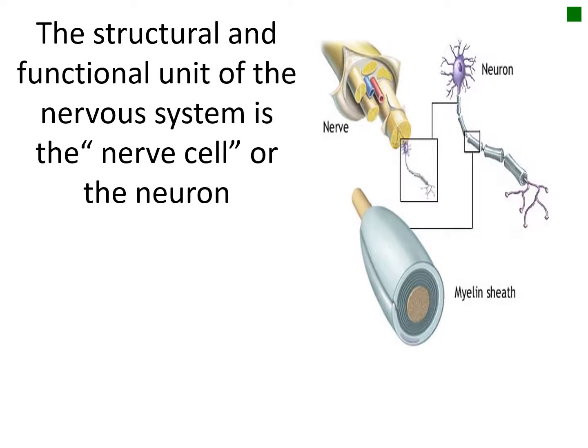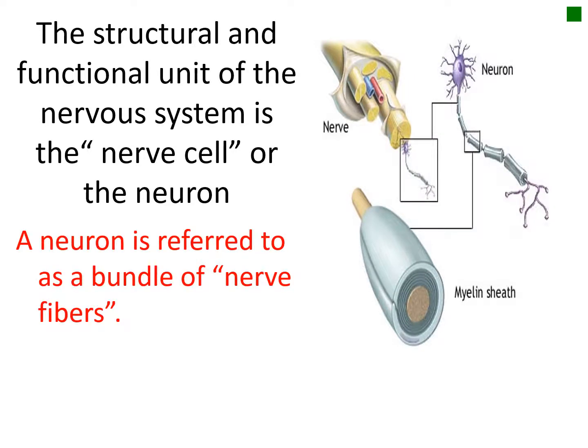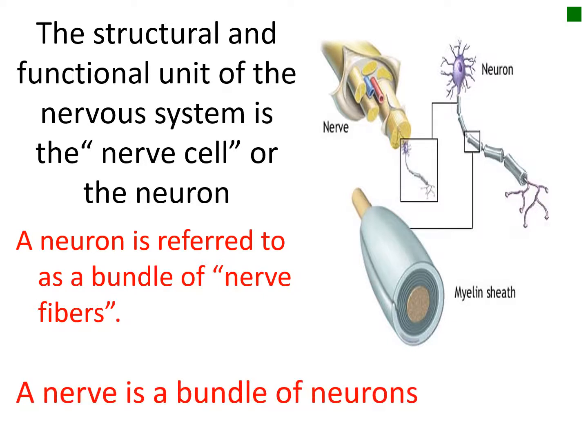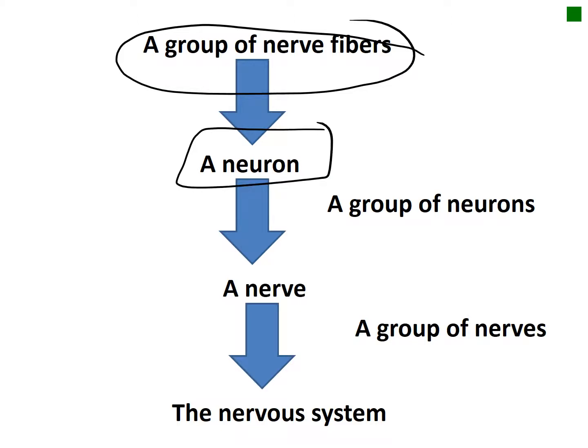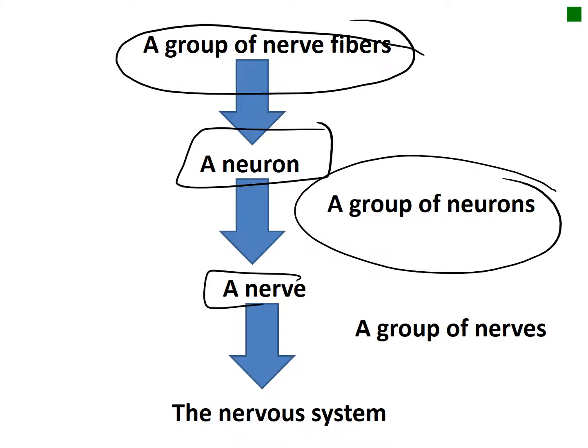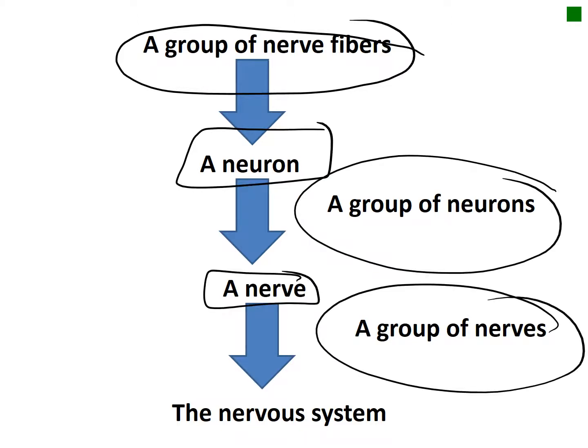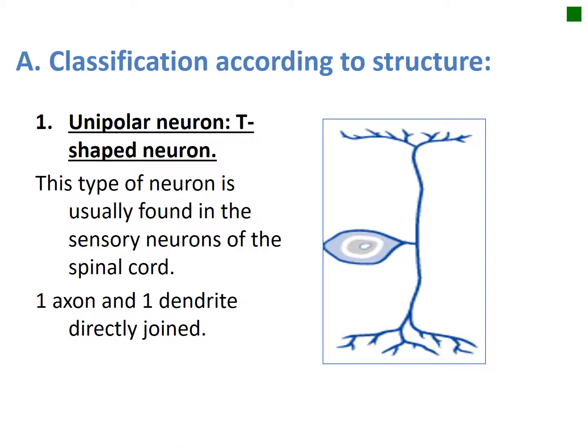So the structural and functional unit of the nervous system in general is called the nerve cell, or neuron. A neuron is made of a bundle of nerve fibers, and a nerve is a bundle of neurons. So this is the figure here. A group of nerve fibers gives a neuron. A group of neurons gives a nerve. And a group of nerves forms what is known as the nervous system.